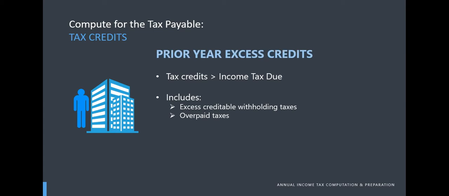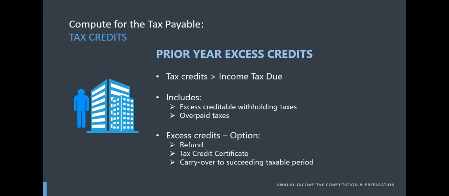upon its incurrence. Apart from the excess creditable withholding taxes, we have overpaid taxes. So this one could be from the quarterly income tax payments. So these tax credits or this prior year excess credits are recorded as prepaid taxes, which the taxpayer can recover in the future or in the succeeding period.